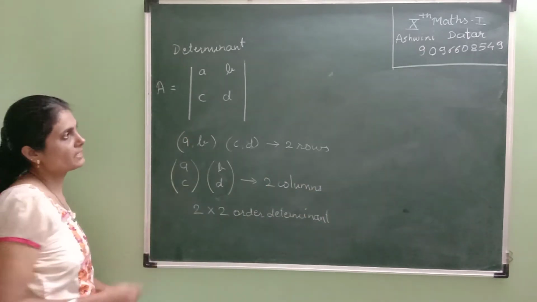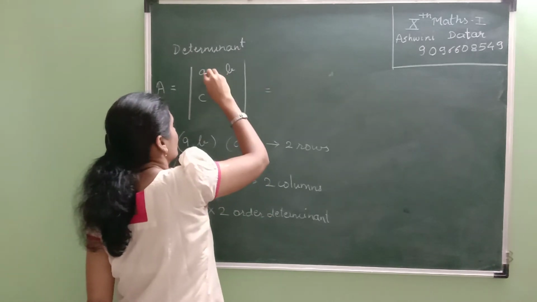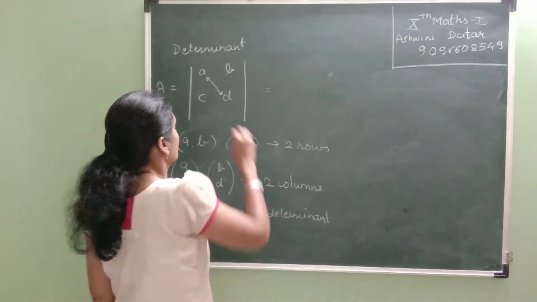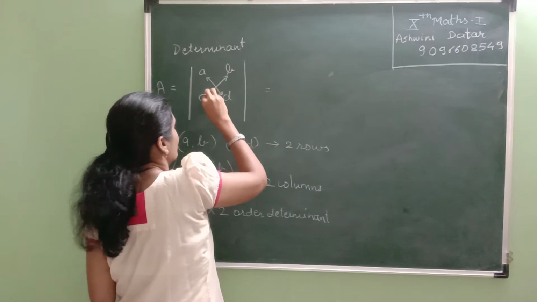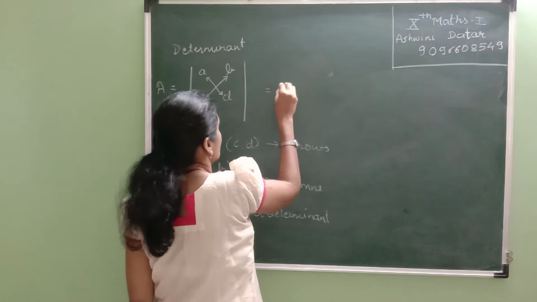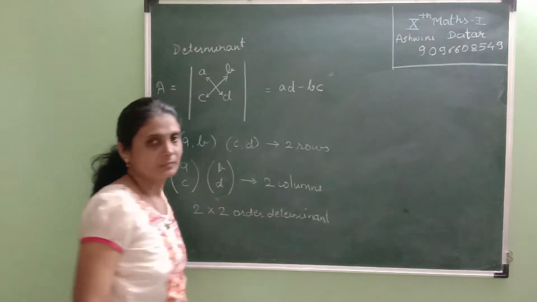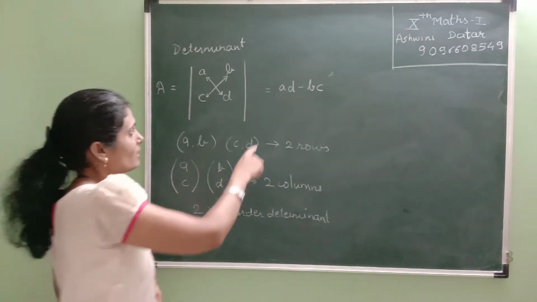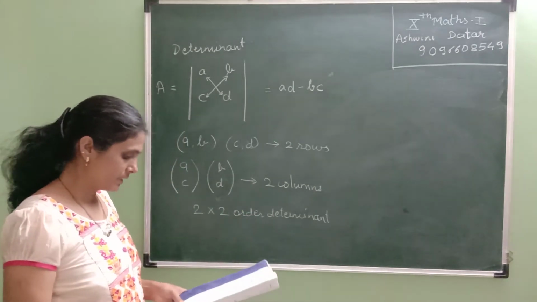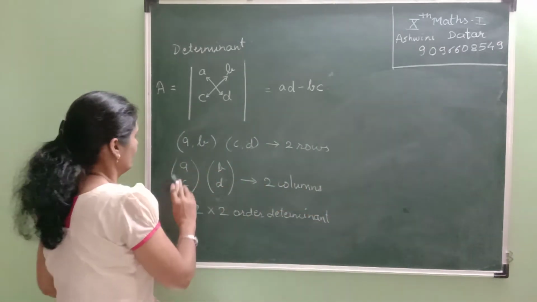And what does this represent? To solve this determinant, I multiply this number with this number, minus the multiplication of these two numbers. So this determinant is representing a number AD minus BC. Now let us take a few examples to solve the determinants, and then we will go for Cramer's rule.